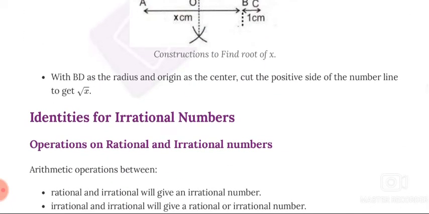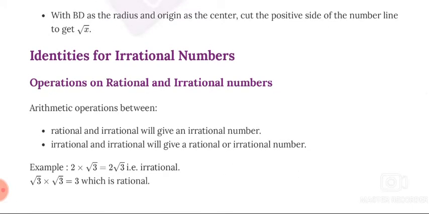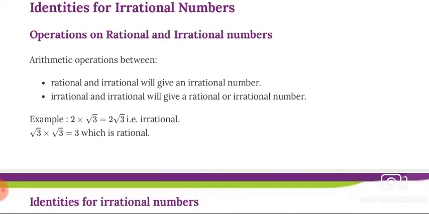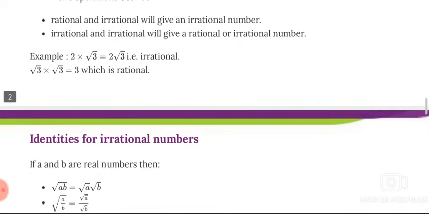With BD as the radius and origin as the center, cut the positive side of the number line to get under root x. Now, operations on rational and irrational numbers. Arithmetic operations between rational and irrational numbers.